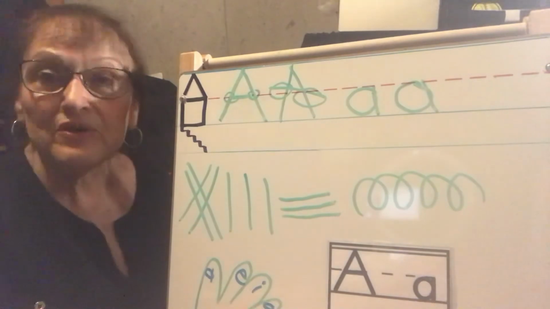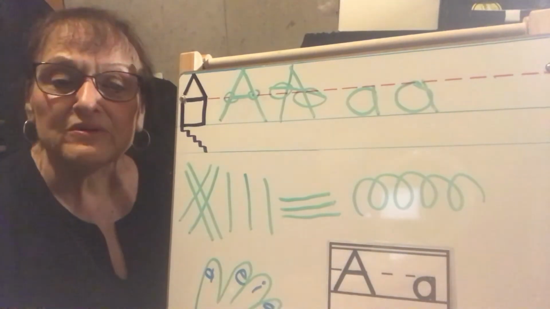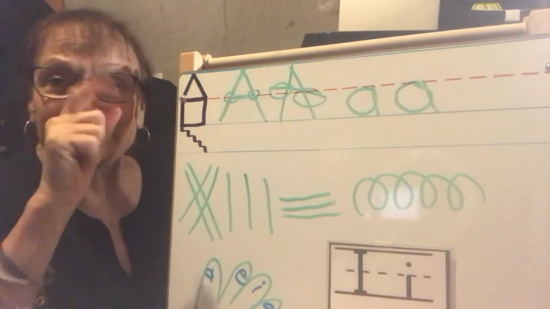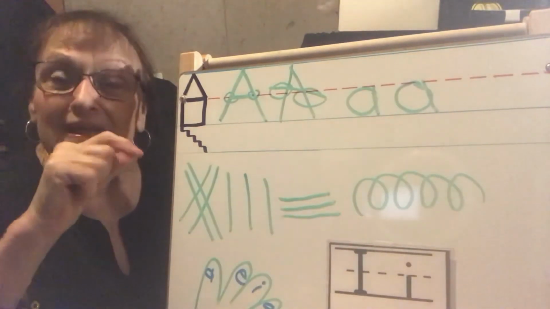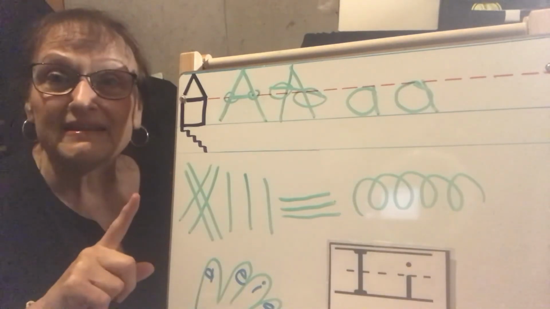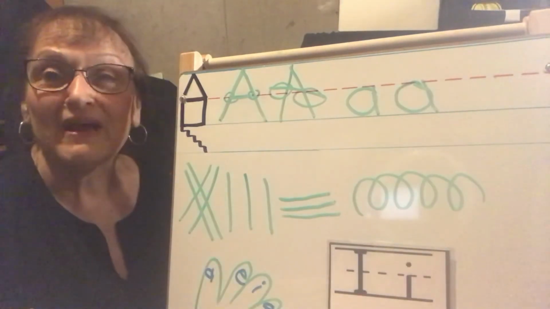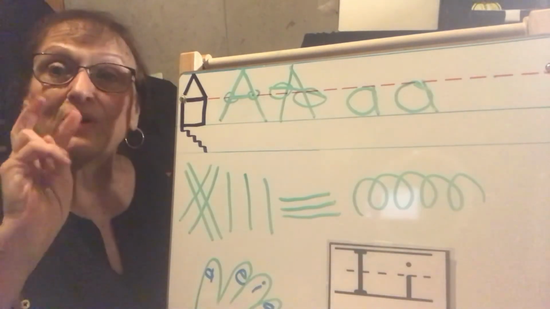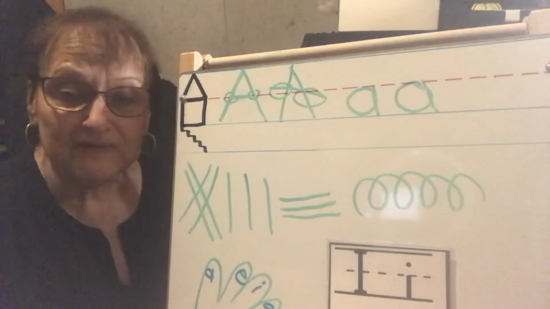So if I say we're going to say the sound cards, we're going to say icky, sticky fingers. I, I, I. Did you notice that I didn't say the name of that letter at all on that card? Because we're doing letter sounds. And those are very different things, and I want them to understand that those are two very different things.